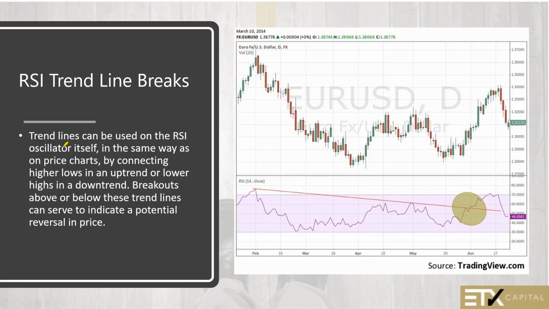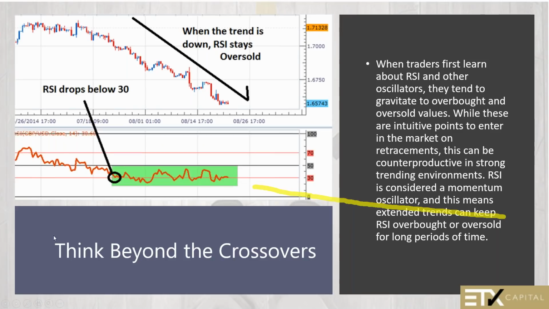Trend lines can also be used for RSI oscillators themselves. We can actually draw a trend line through the oscillator, the same way as we do on a price chart, connecting higher lows in an uptrend and lower lows in a downtrend. Breakouts above and below these trend lines can indicate a potential reversal in price. So again, we have another way of finding information from the indicator.